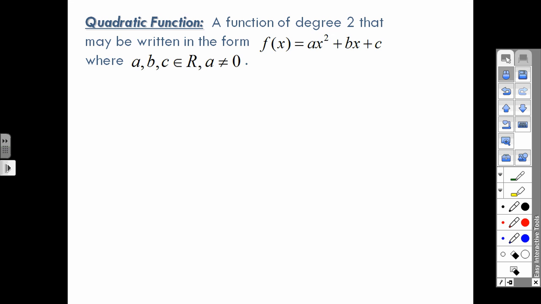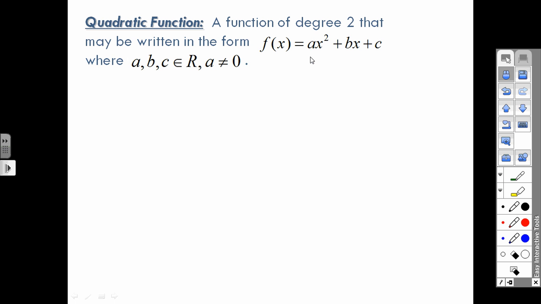So let's get started. To define a quadratic function, it's just a function of degree 2 that can be written in the form f of x is equal to ax squared plus bx plus c, where a, b, and c are all real numbers. That's what this symbol means: they're in the set of real numbers. And we're going to say that a is not equal to 0, because if a is 0, this whole term goes away and it becomes a linear function. So in order for it to be quadratic, a has to be something other than 0.